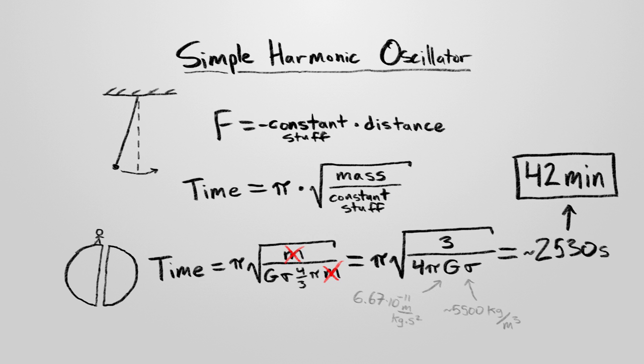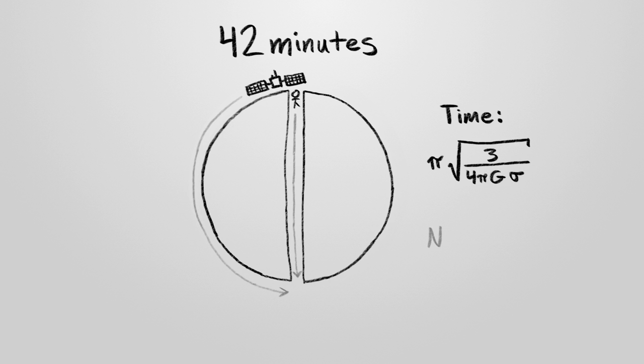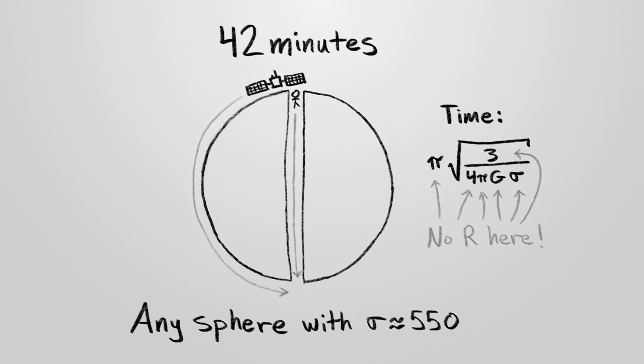This turns out to be exactly the same as the time it takes to fall around the Earth to the other side, and it's the number you'll find commonly mentioned on the internet. Even more surprising, the radius of the Earth didn't factor into the time calculation. It predicts you'll take 42 minutes to fall through or orbit around to the other side of any sphere with the same density as the Earth.